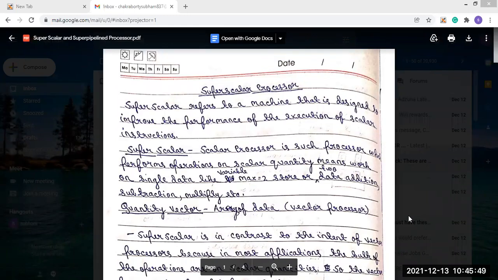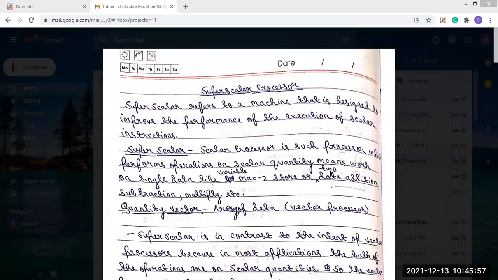Okay, so we have already discussed the array processor. Now, another processor that is used is the superscalar processor.